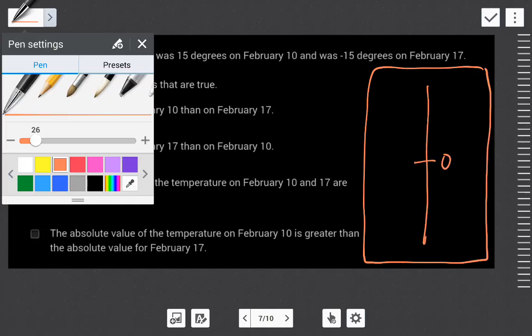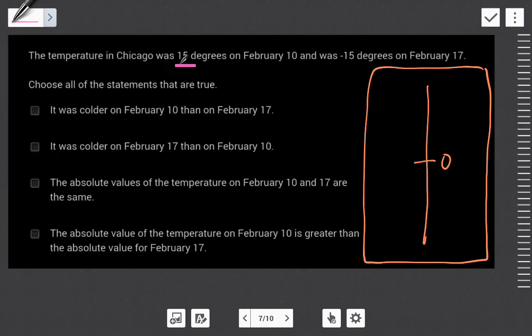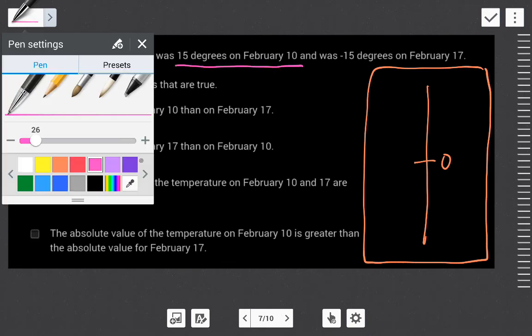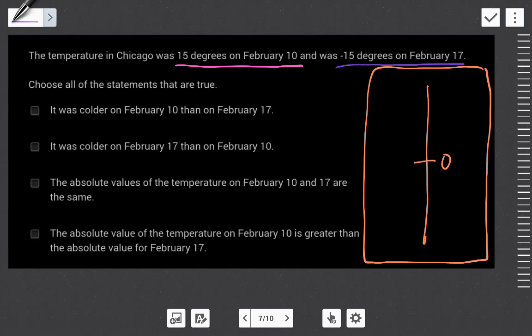Alright, and I'm going to color code some things. We're going to choose pink for 15 degrees on February 10th and purple for negative 15 degrees on February 17th. Since it's negative 15 for February 17th, I know that's going to be below the 0. So I'm going to write that one here. And I'm going to write February 17th. And now I'm going to put February 10th on there. And we know that it's a positive number, so it's going to be above the 0. So I'm going to put that here and write down February 10th.